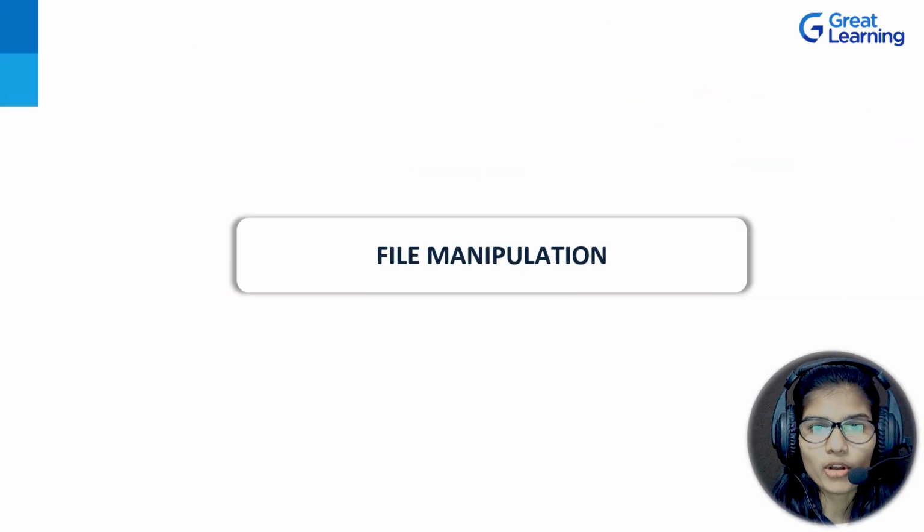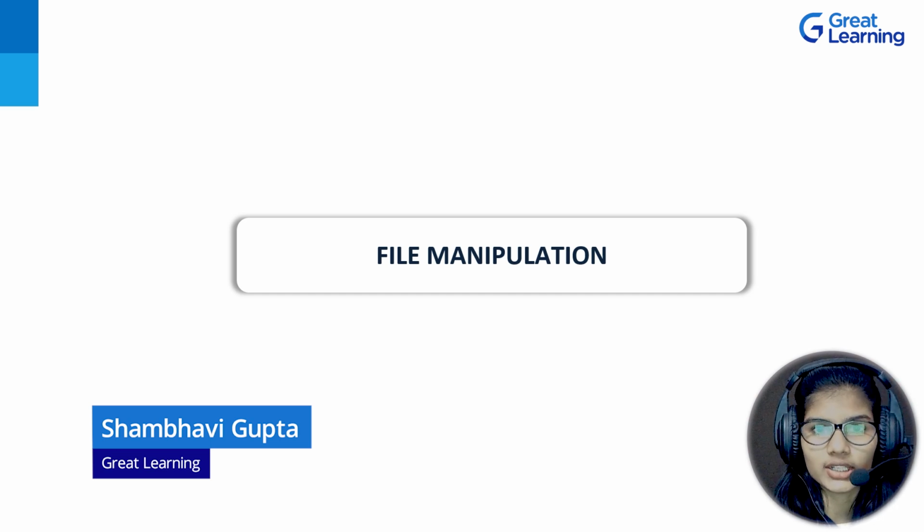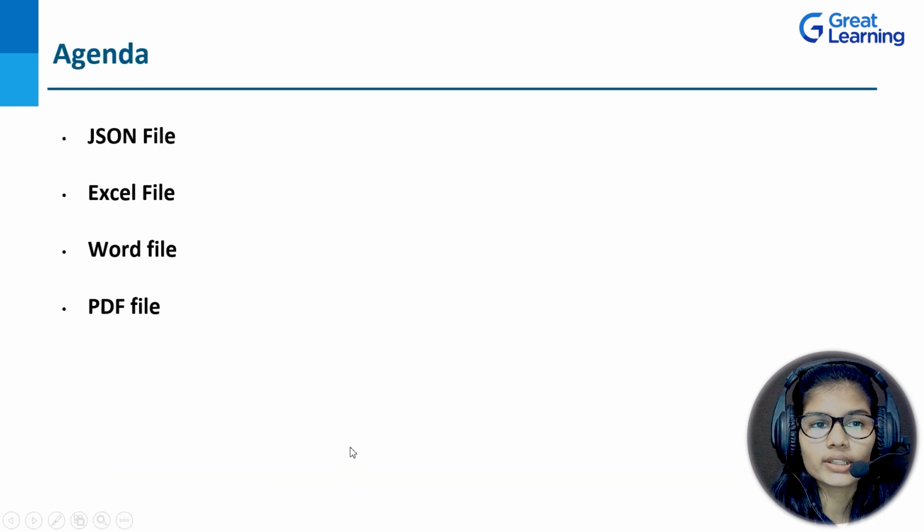What do I mean by file manipulation? That simple word means manipulating the file. It means performing some sort of functions on your respective file format with the help of the Python programming language. So here we go with the agenda. I'm going to let you know about 4 different types of file manipulations. We'll be taking 4 different types of files and performing several functions on those files in Python.